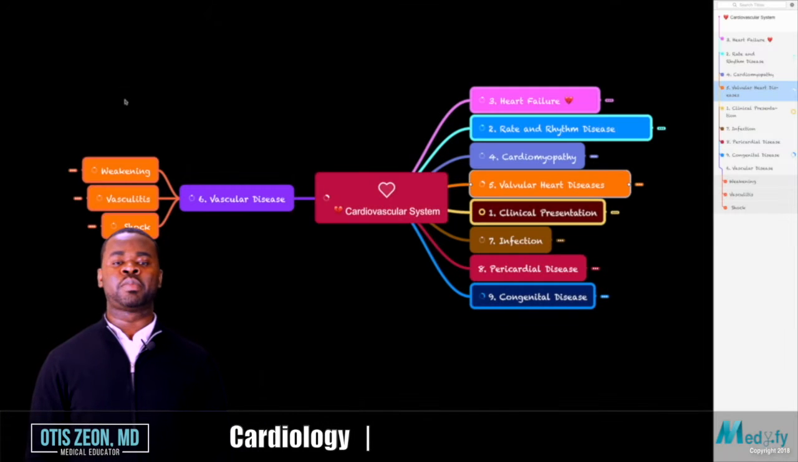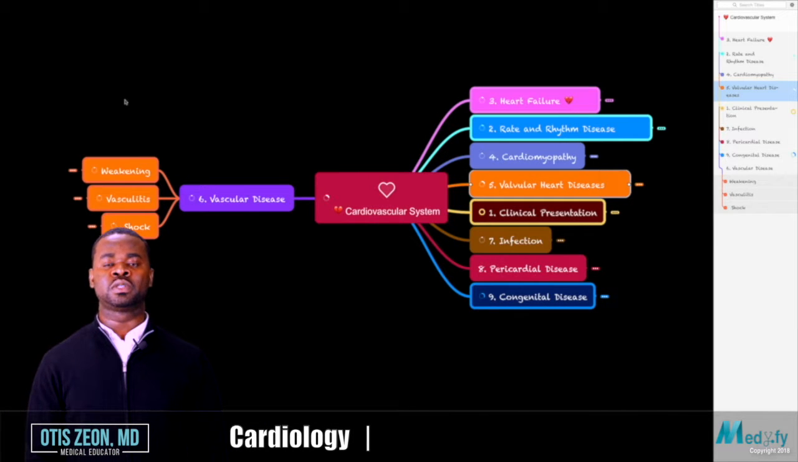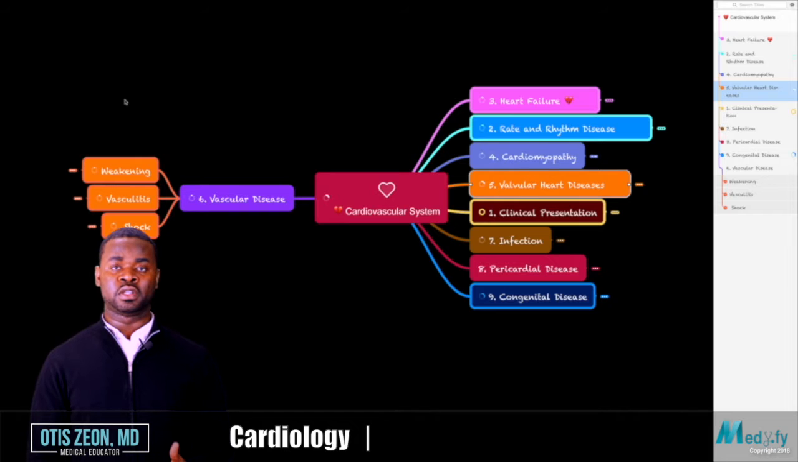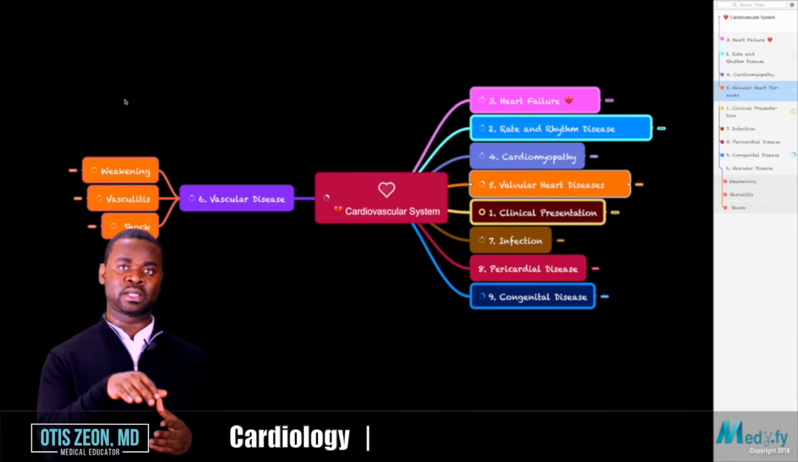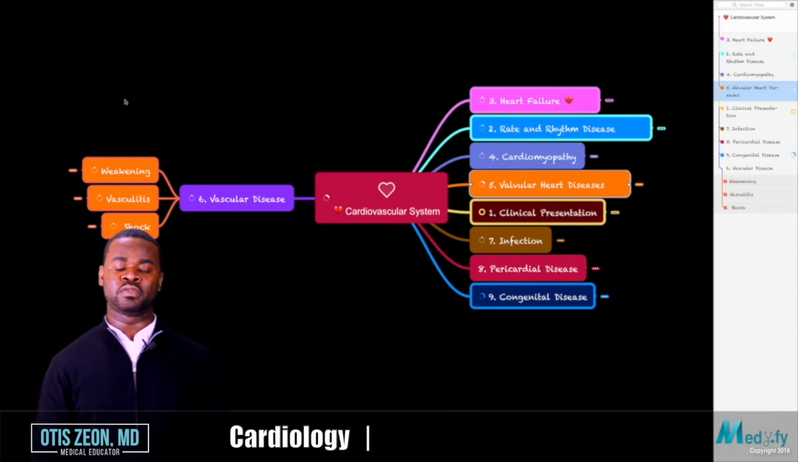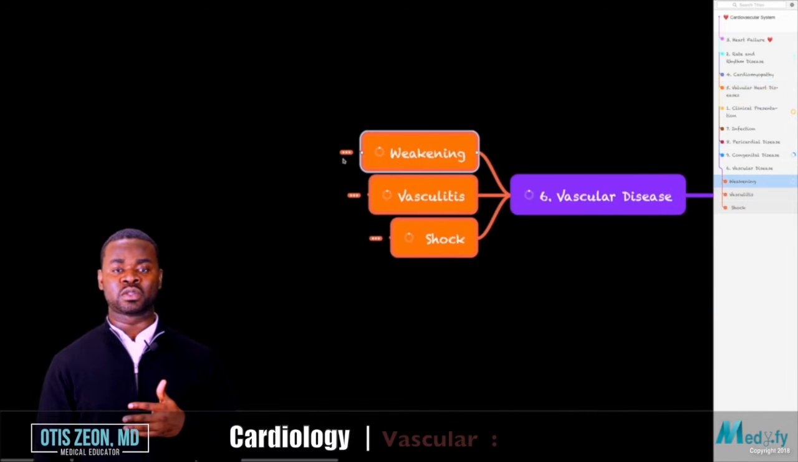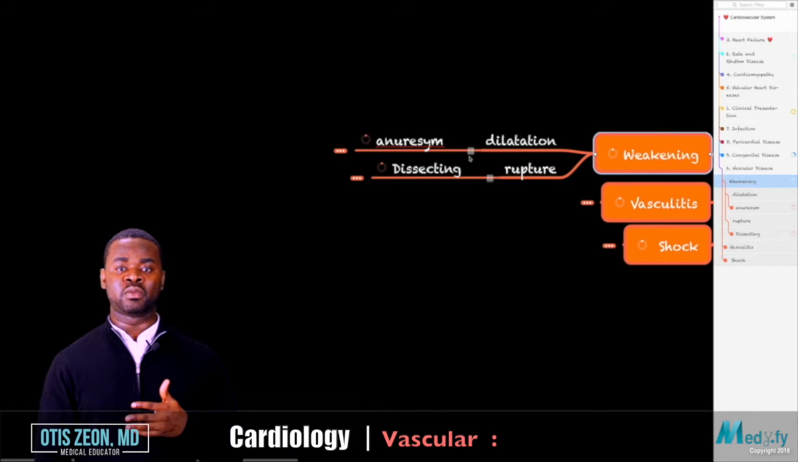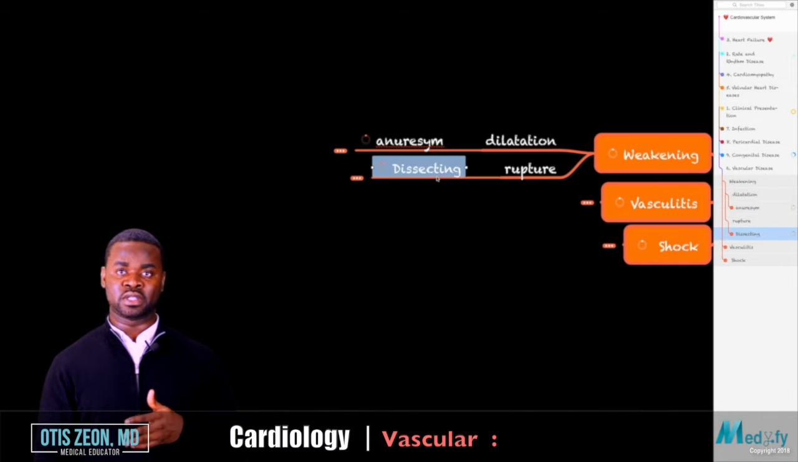In every section, there's a part that comes where you simply talk about supportive things that are not necessarily tested directly, but used as an association or part of a clinical vignette. So let's talk about the weakening of the vessel wall in the cardiovascular system. Here we have aneurysm and we have dissection.